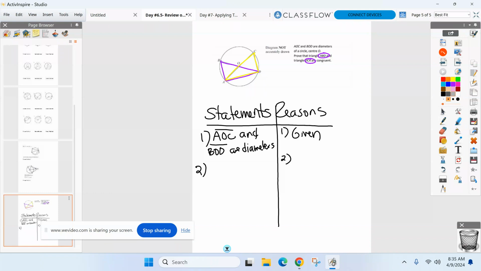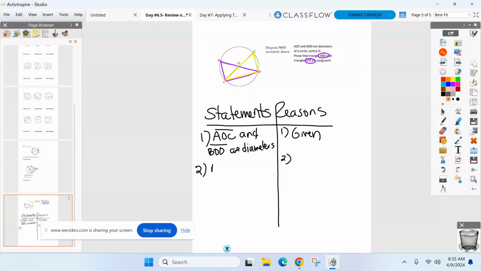BOD congruent to COA. Yes, I'll take it. Why is that? Because of diameter. Yeah, we've never used that. What we've always used is all radii are congruent. Everyone agree? Well, if all radii, why aren't all diameters congruent then in the circle? Good, I like it. I'll use that.